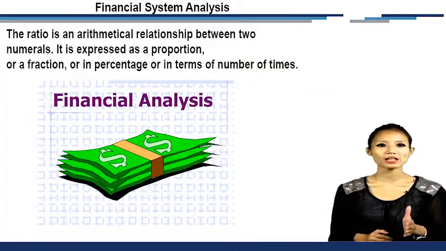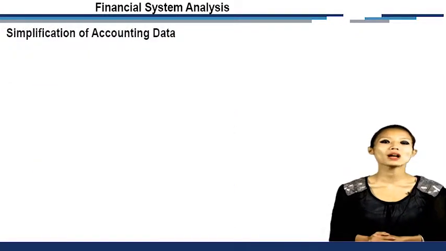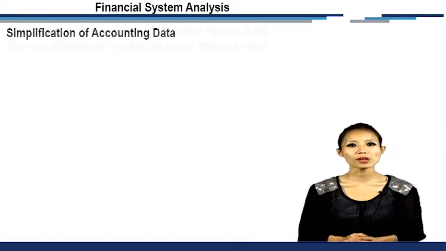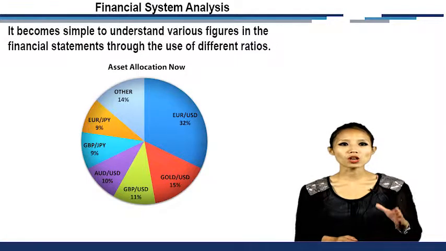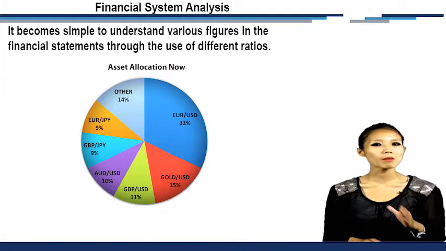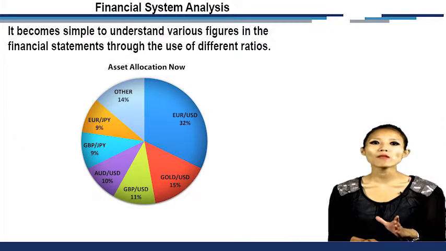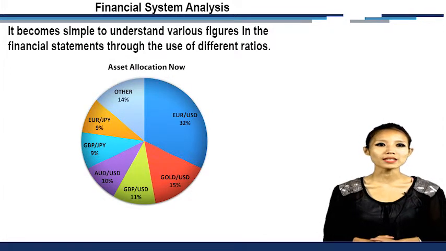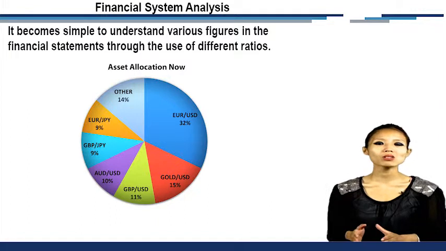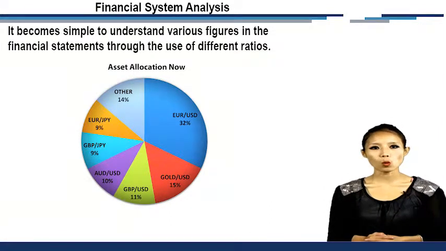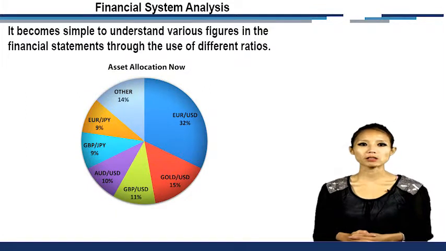of a business enterprise. It becomes simple to understand various figures in the financial statements through the use of different ratios. For example, a profit of INR 20,000 may not sound very impressive, but if it is earned with the help of a capital of INR 20,000, it becomes easy to say that the profit is reasonably good by stating that it is 100% of the capital.